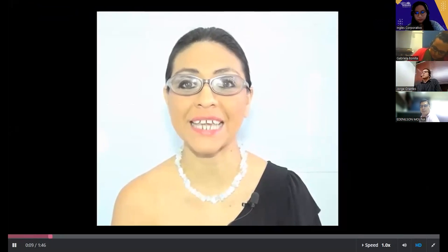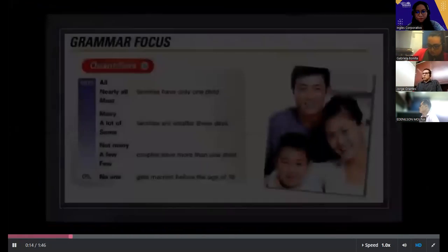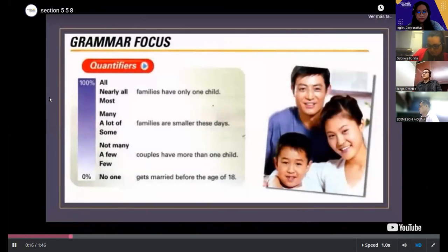We use words like some, most, a few. Stay and learn more quantifiers and how to use them. Quantifiers. All families have only one child. Nearly all families have only one child. Most families have only one child. Many families are smaller these days. A lot of families are smaller these days. Some families are smaller these days.